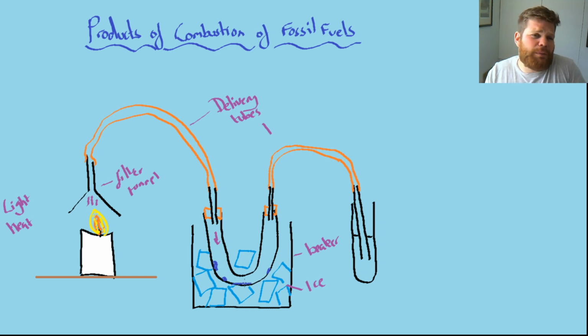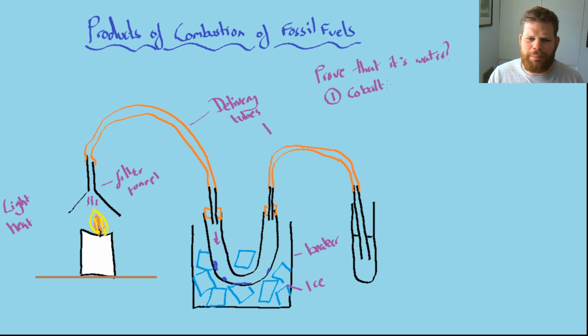If you were doing this experiment in the lab, you'd look at it and say, well, it looks like water, but we're chemists and we want to definitely make sure that it is water. So how can we prove that something is water? Well, we can do one of three different things. The first is to test it with cobalt chloride paper.